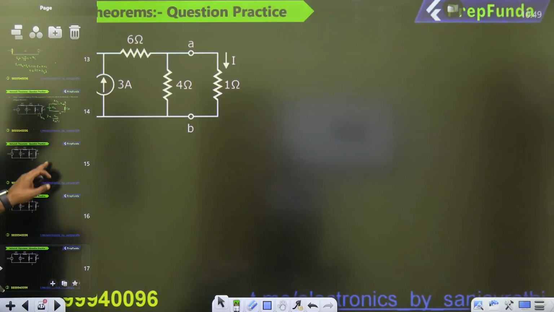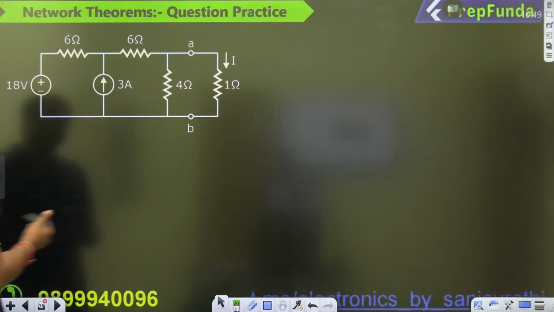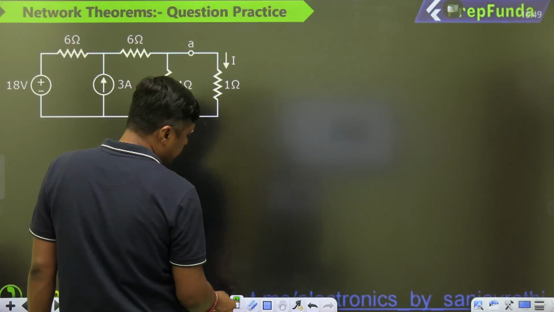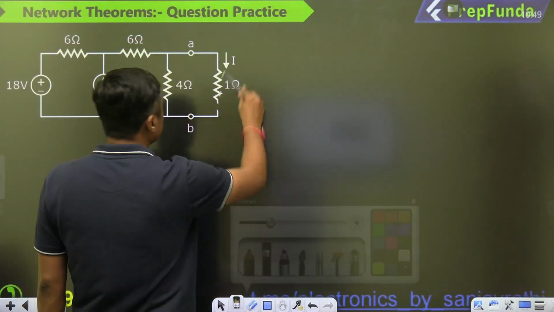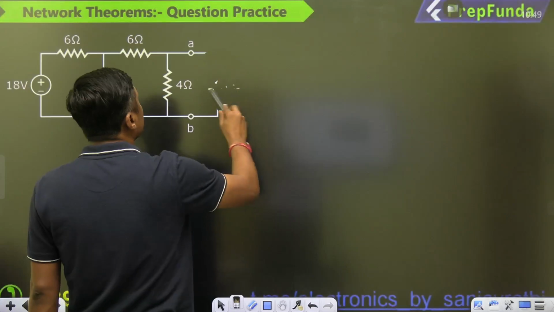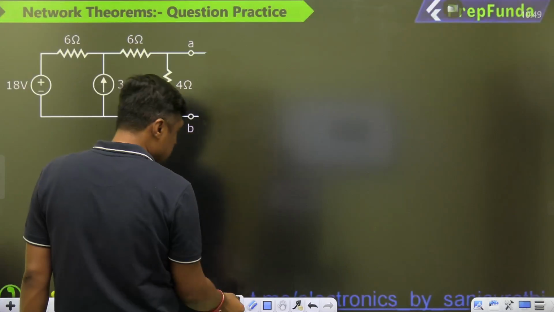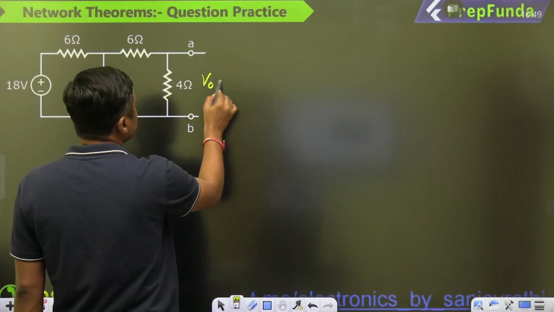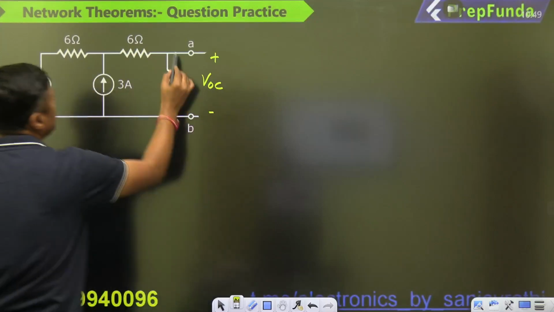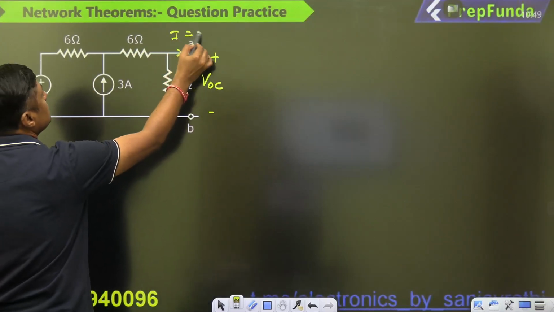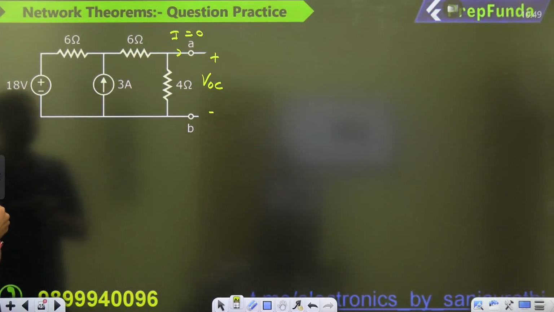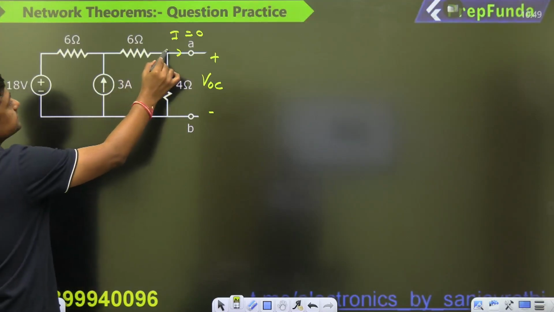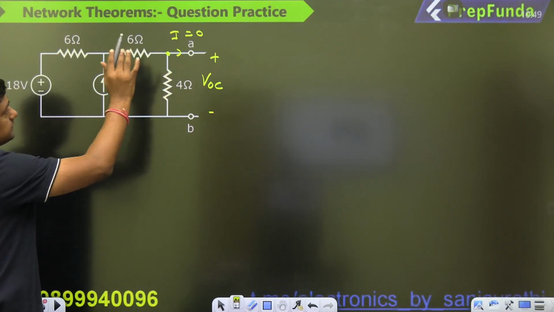Now watch this. First, what is the VTH? First of all, make it open circuit. This one open. VTH means open circuit voltage. In the previous class I already explained it. VOC, this is called VTH. Open circuit means this current is 0. Now, if you want to find the VOC, how can we find it? This is the VOC. This voltage is what? VOC.